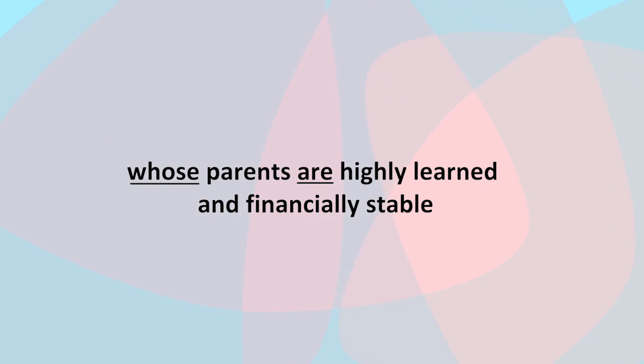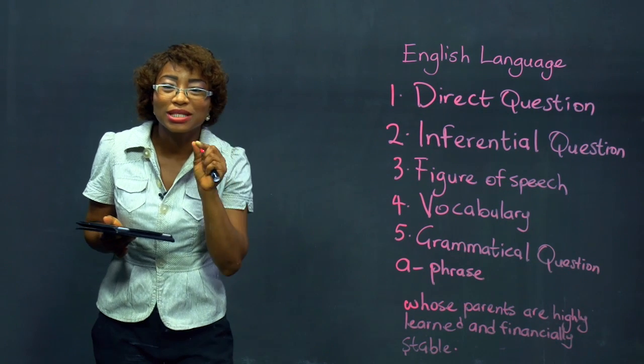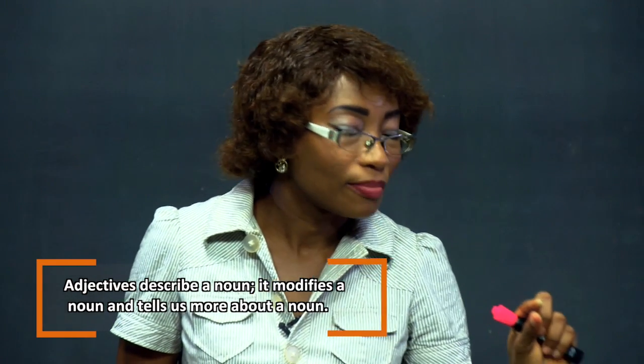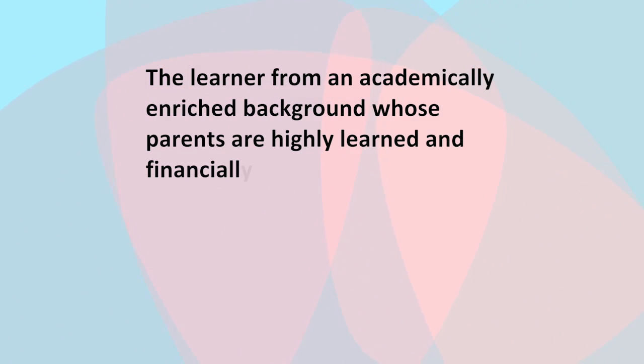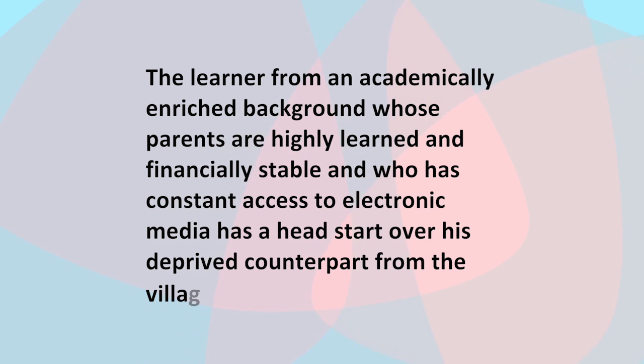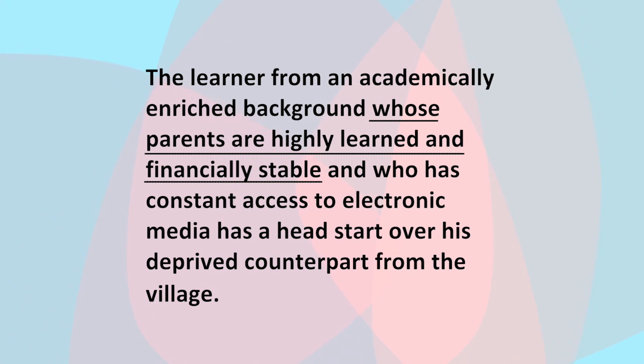And then finally, it performs the duty of an adjective. What does an adjective do? It describes a noun. It modifies a noun. It tells us more about a noun. Now listen to the sentence again. The learner from an academically enriched background whose parents are highly learned and financially stable and who has constant access to electronic media has a head start over his deprived counterpart from the village.